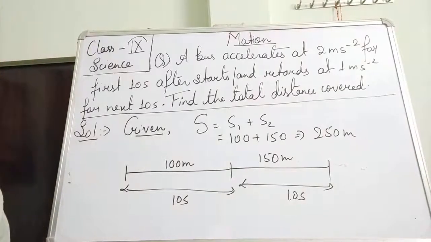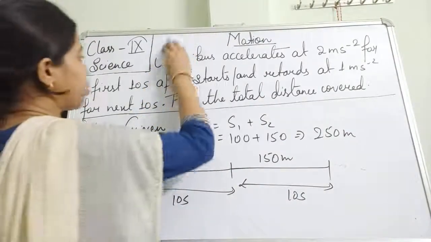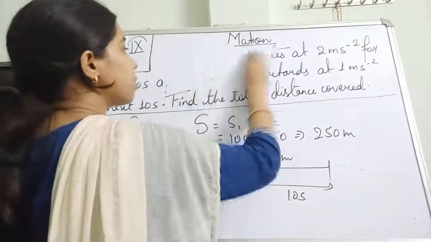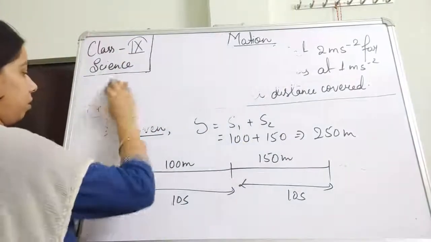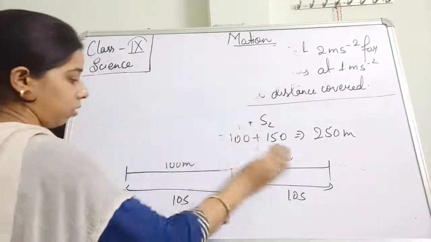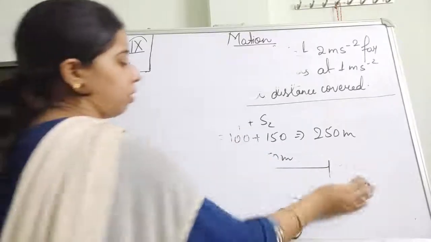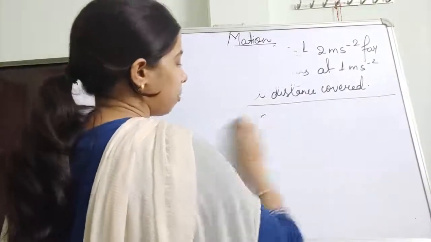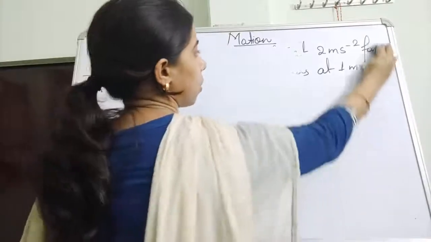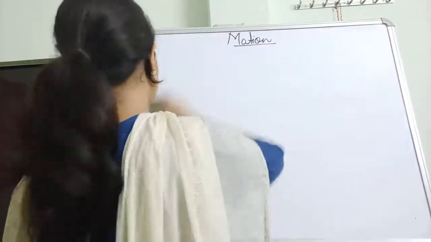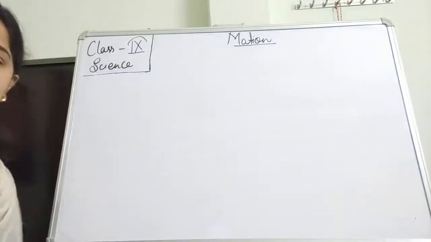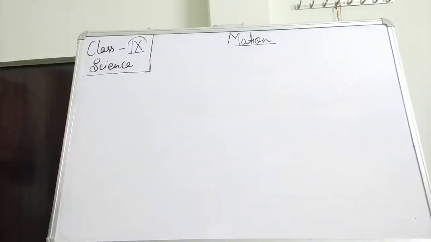Okay. Now let us see another question, and this time we will find a question that is related to average speed. What is average speed, students? Average speed is actually the total distance traveled divided by the total time taken. Okay, that is the average speed.